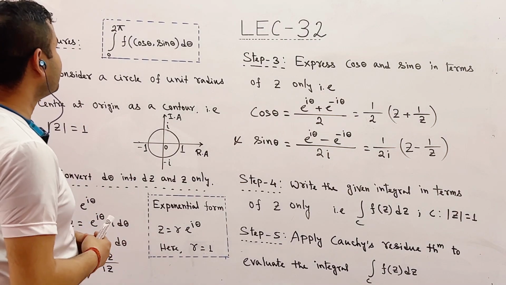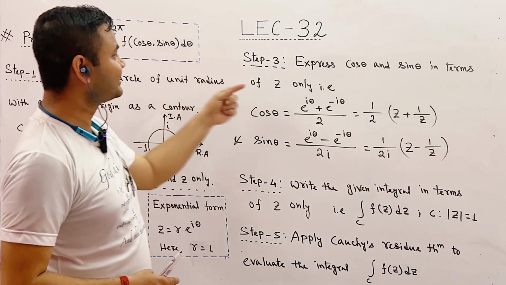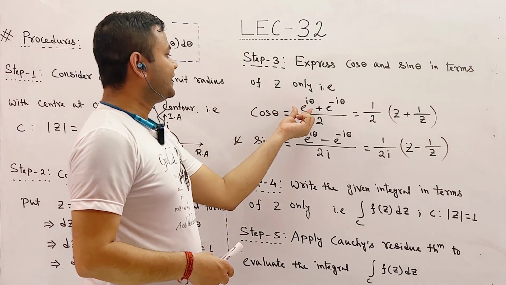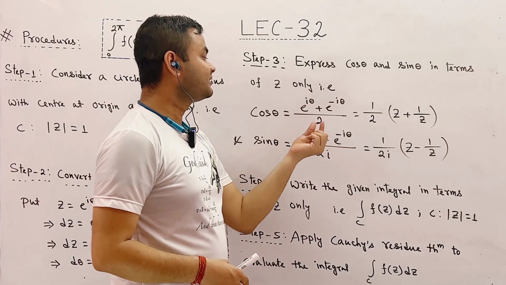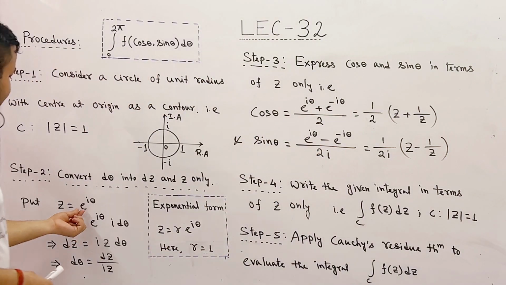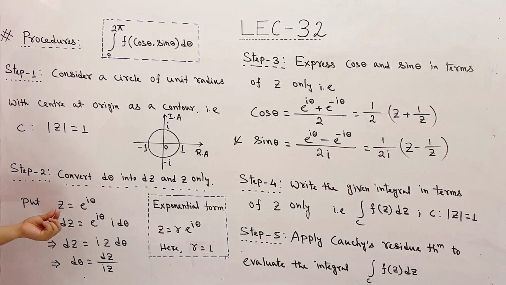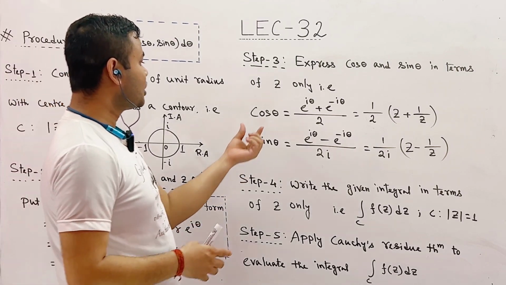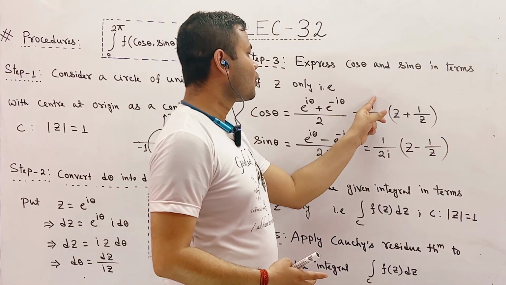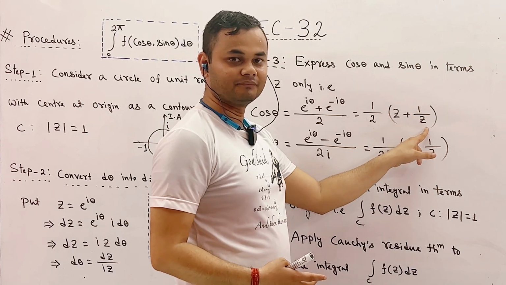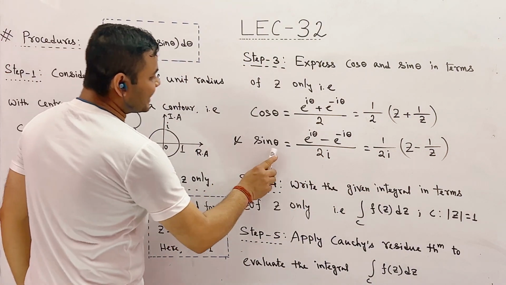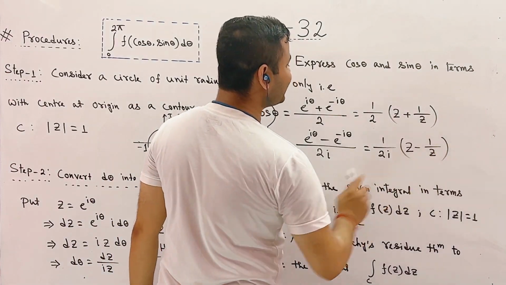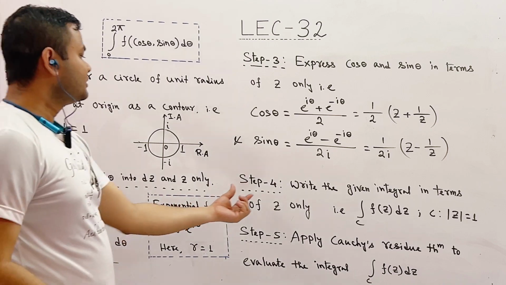In step number 3, we have to express cos theta and sin theta in terms of z only. We know that cos theta is equal to e to the power iota theta plus e to the power minus iota theta divided by 2. In our case, e to the power iota theta is equal to z, and e to the power minus iota theta is 1 by z. So finally, we will get cos theta in terms of z as 1 by 2 into z plus 1 by z. Similarly, we can show that sin theta in terms of z is 1 by twice iota into z minus 1 by z. Next, move to step number 4.